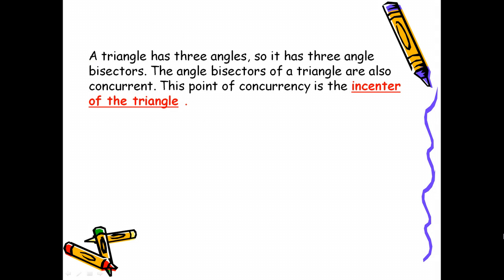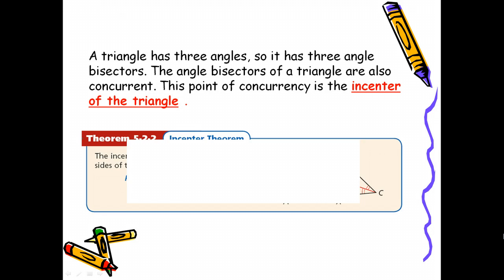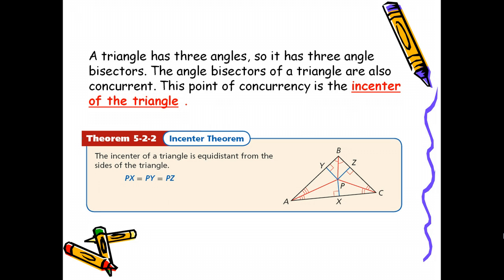A triangle has 3 angles, so it has 3 angle bisectors. The angle bisectors of a triangle are also concurrent. This point of concurrency is the incenter of the triangle. This gives us the incenter theorem in a nice picture to understand what we're talking about. The incenter of a triangle is equidistant from the sides of the triangle.